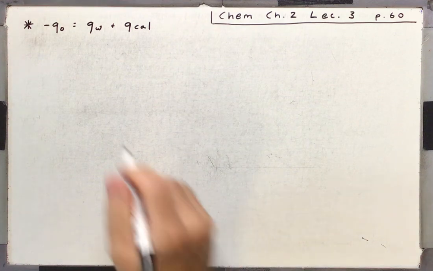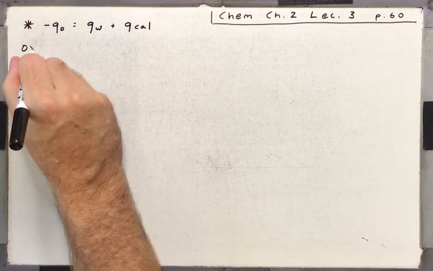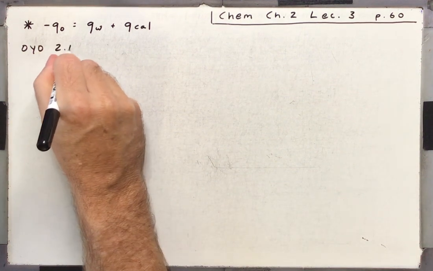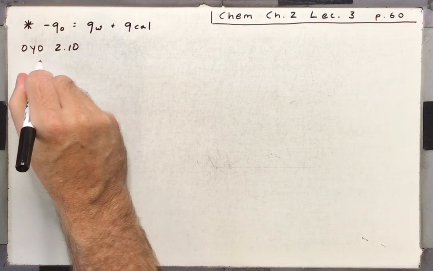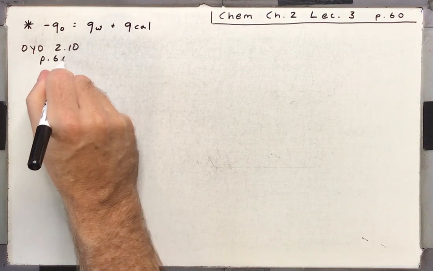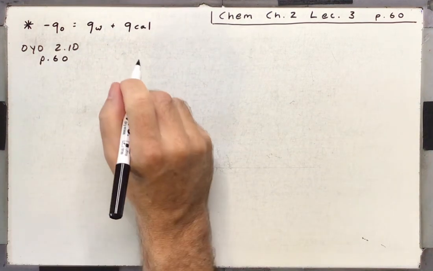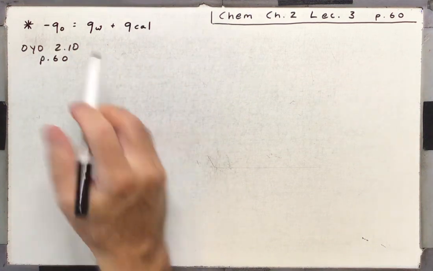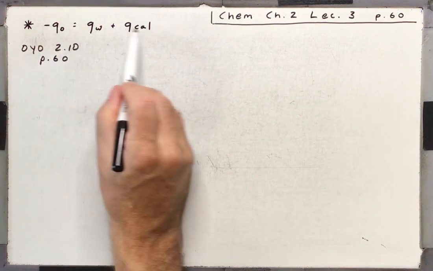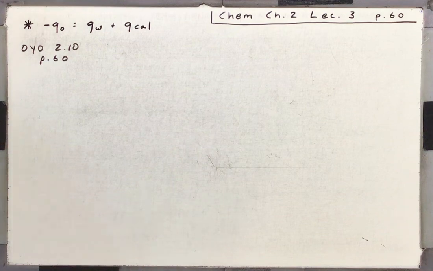Okay, we're going to do on your own 2.10, right beneath page 60. So we know it's a calorimeter problem. I won't rewrite the equation. We're going to be using this equation.